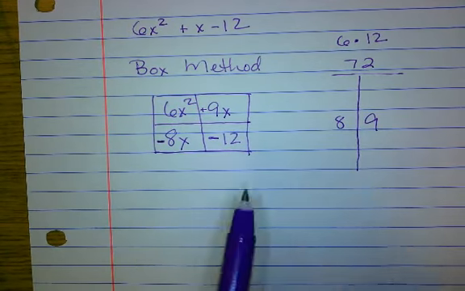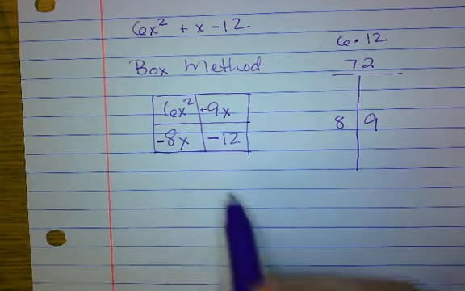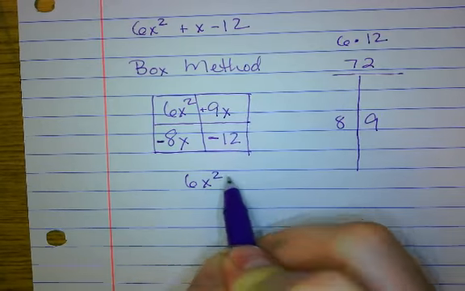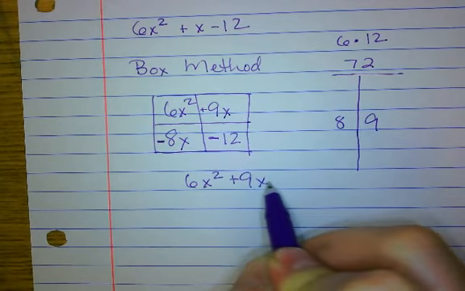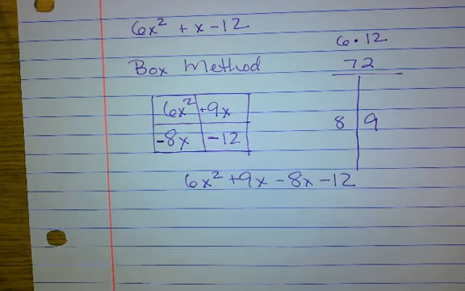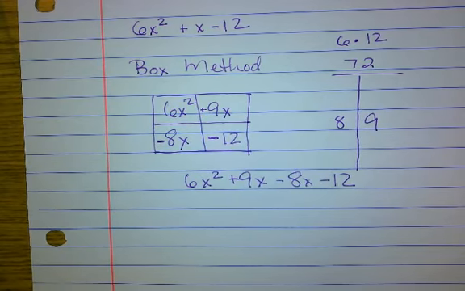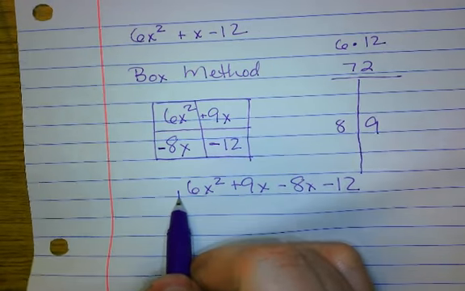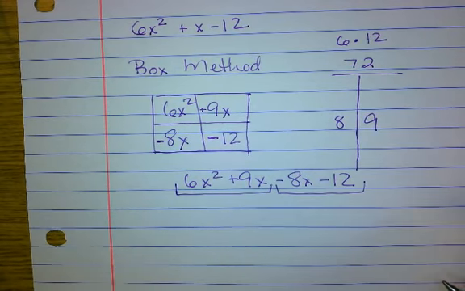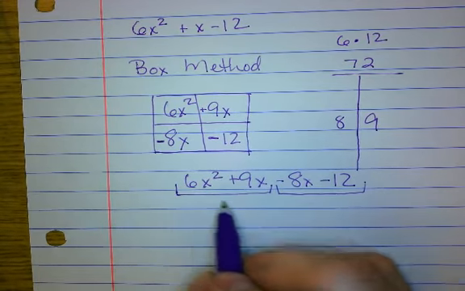Now that we have all of our boxes filled out, we can go through and pull it all out to write our equation. So I will have 6x squared plus 9x minus 8x minus 12. And now we want to go through and factor them so that we can get two binomials out of this. So I want to look at the first two terms, and I also want to look at the last two terms. And we're going to go through and factor out whatever we can.